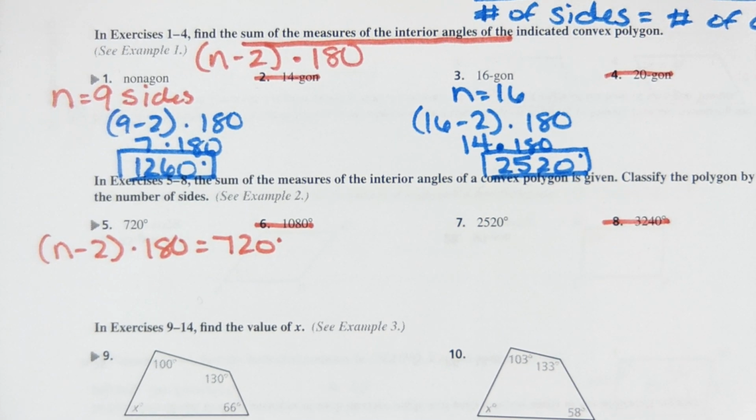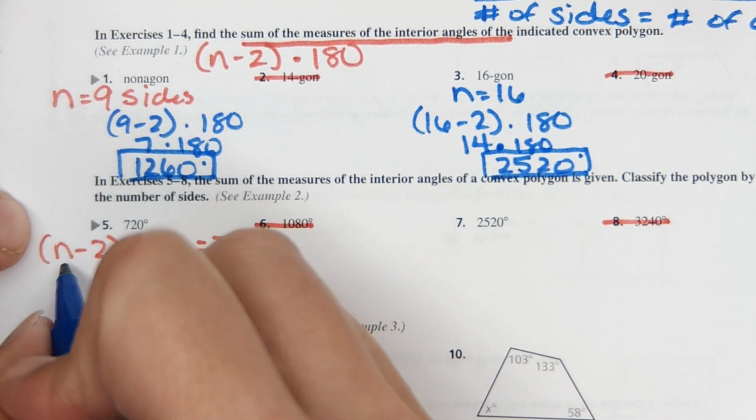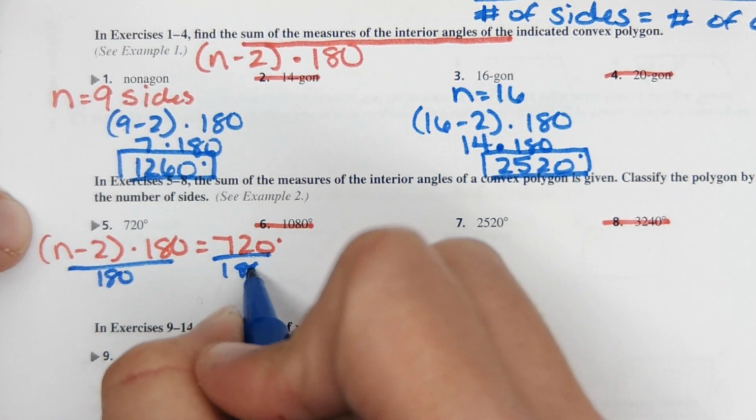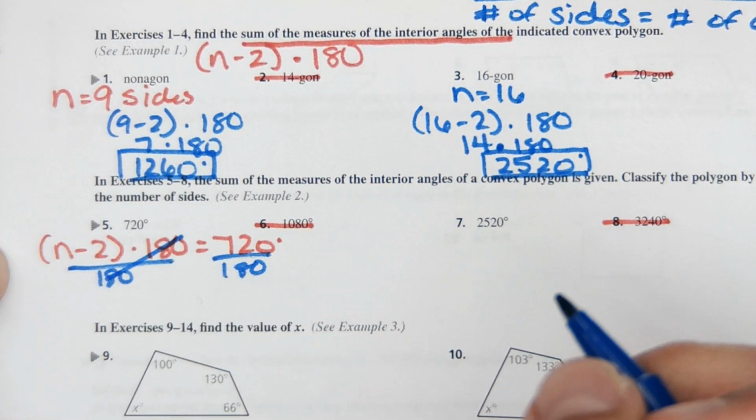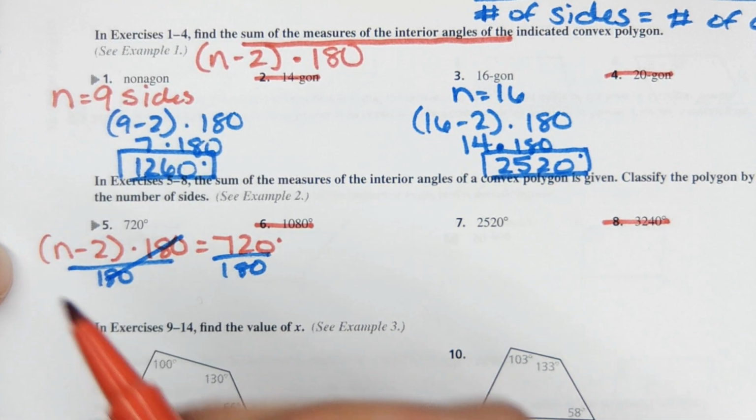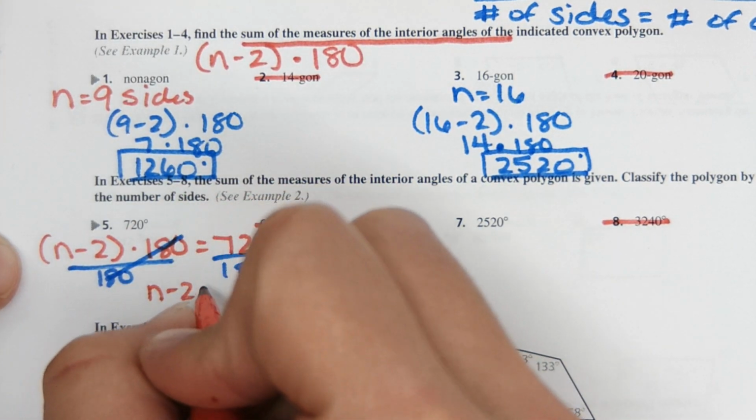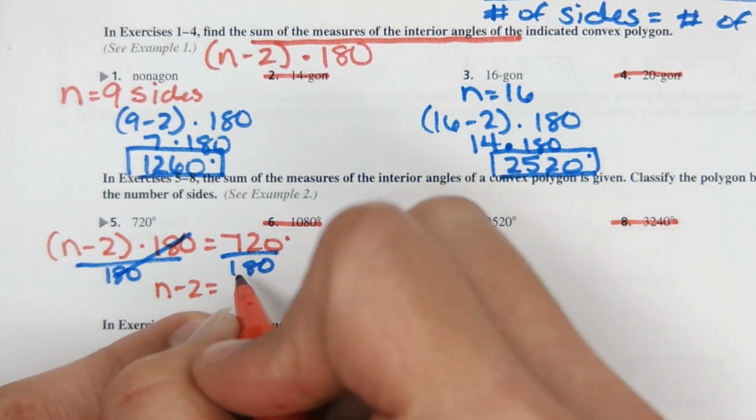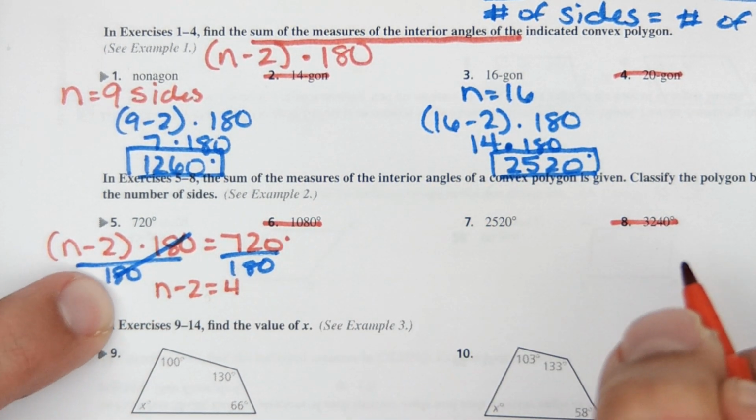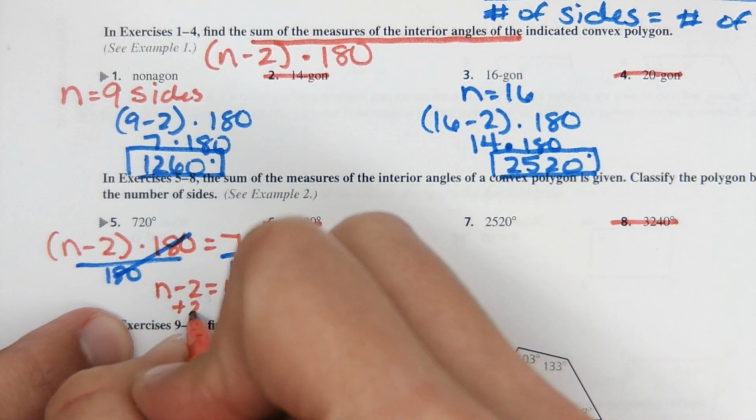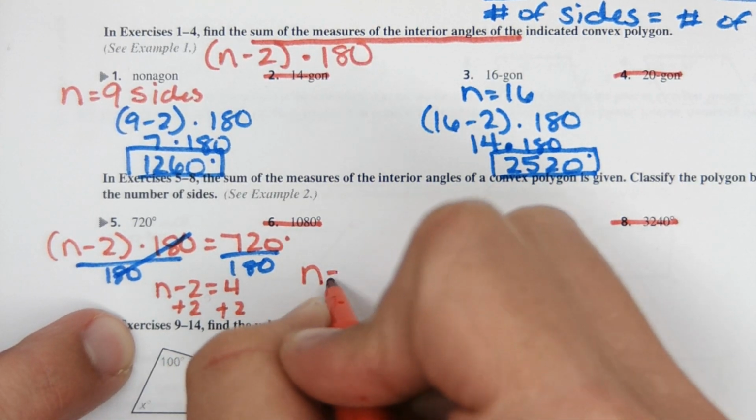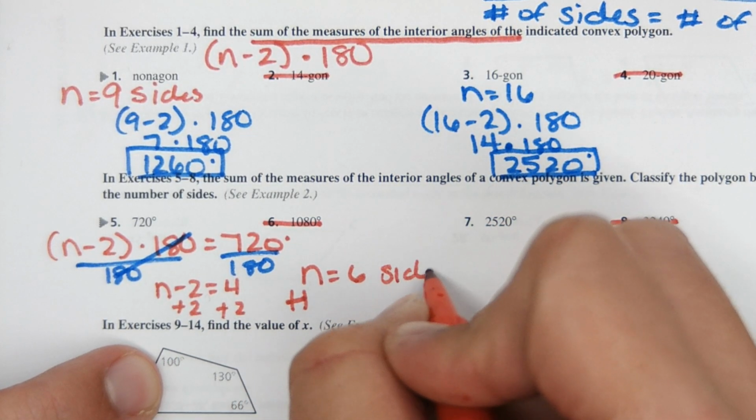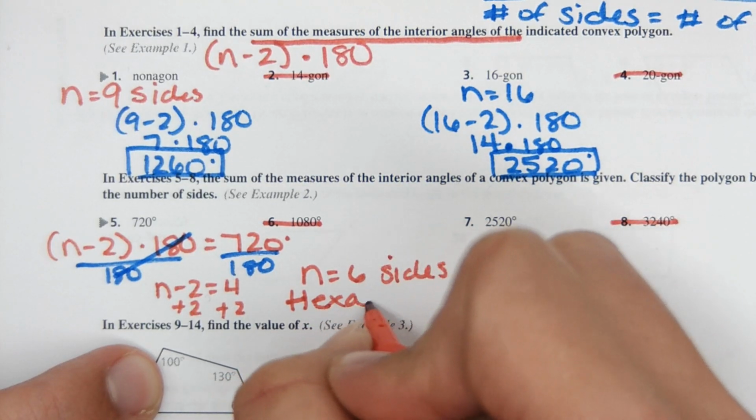To solve this for the number of sides, we divide both sides by 180 to solve for n. Then I get n minus 2 equals 720 divided by 180, which is 4. Then add 2 to both sides. n equals 6. So this shape has 6 sides, and it is a hexagon.